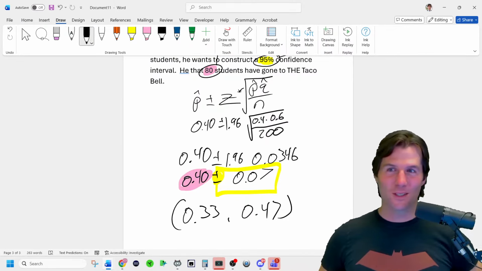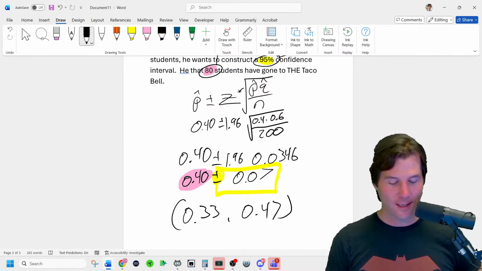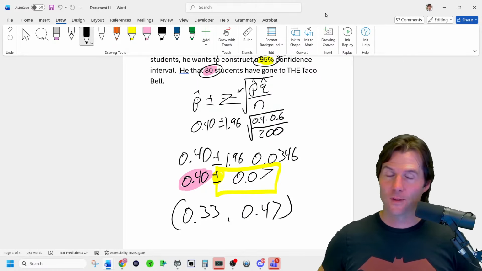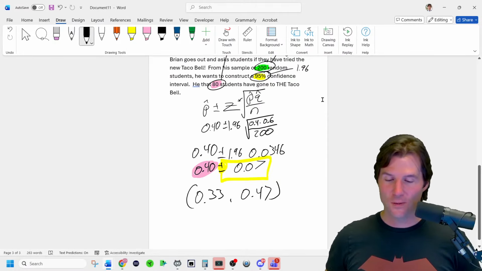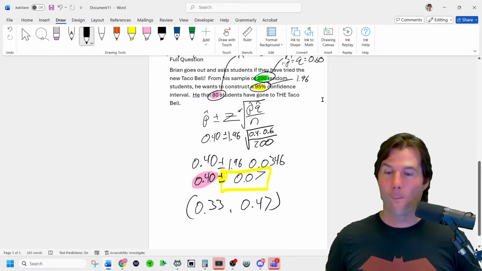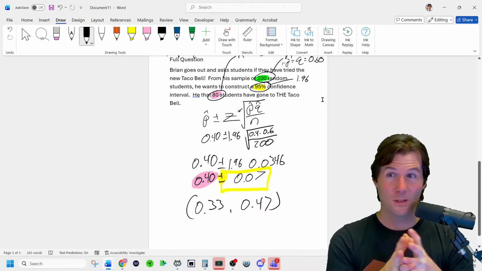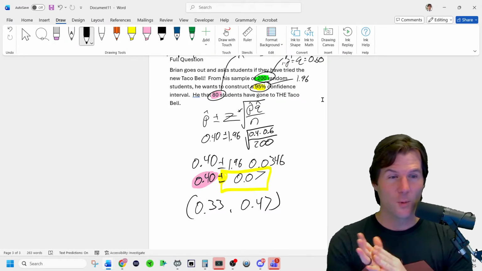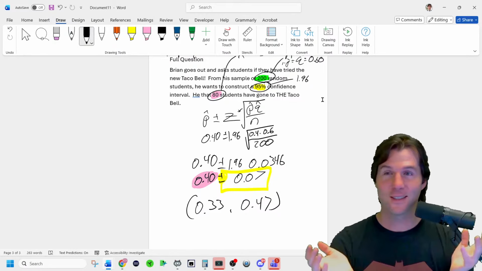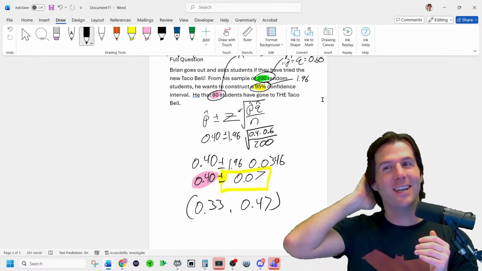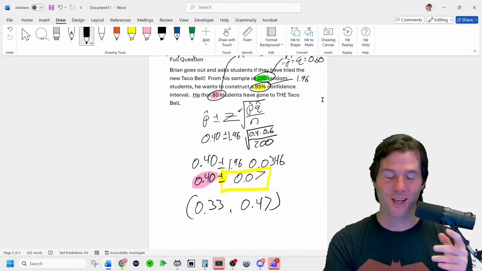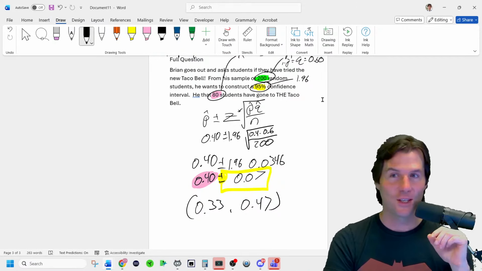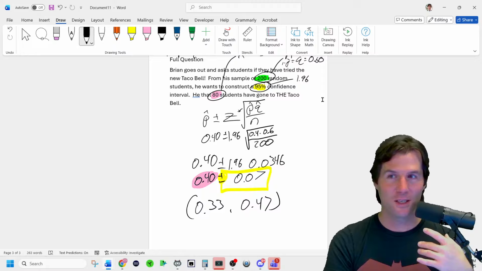What is the interpretation here? Like, I am a certain percent confident. You just take the information from the question. When you interpret these things, you take the information from the question. We are 95% confident that the true proportion of students that have been to the new Taco Bell is contained in it. That's it. I find it so easy once you know what to do. You give your confidence, you give what you're talking about, and then you give the interval.